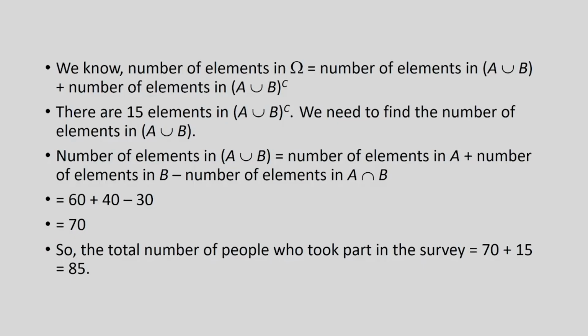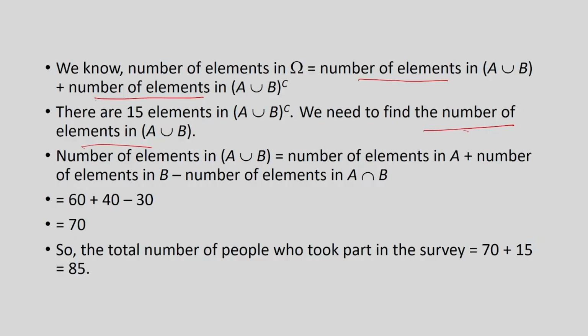What we know is that there are 15 elements in A union B complement, people who do not like either. So, we know this number, the latter one. If we can find out the number of elements in A union B, then we are through. Therefore, we can find the number of elements in gamma. So, therefore, we need to find the number of elements in A union B.